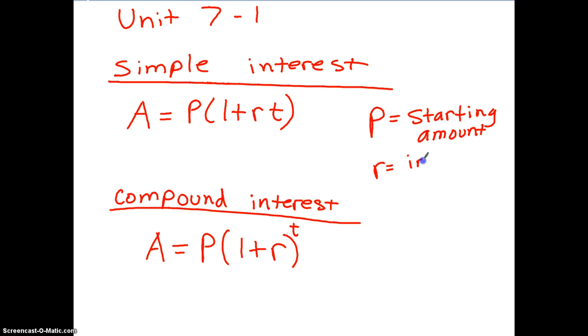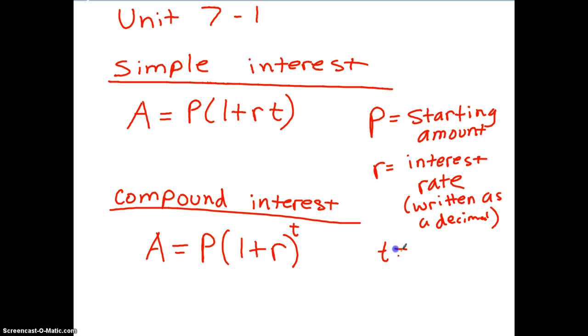R is the interest rate, and it is written as a decimal. That is important. And then T, you guessed it, is the time that the money is in the bank. Okay, so let's go over our first example.